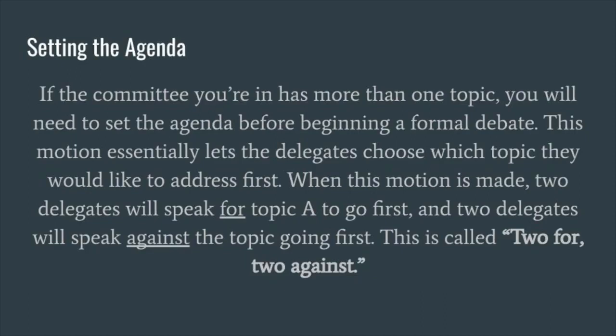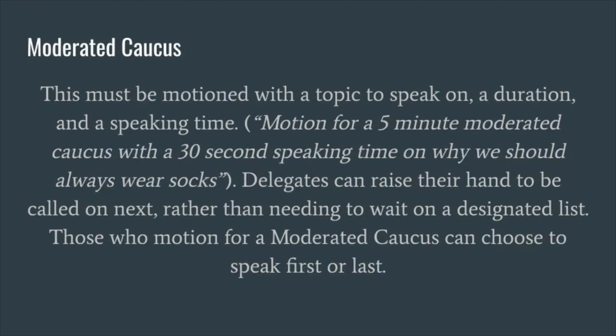After some time of hearing from delegates on the speakers list, you may want to move for a moderated caucus. To do this, you'll need to meet 3 requirements. How long is the caucus? How long is the speaking time? And what is the specific topic of discussion? A typical motion would sound like this. Motion for a 5-minute moderated caucus with a 30-second speaking time on why we should always wear socks.